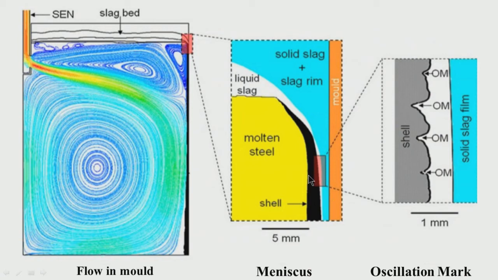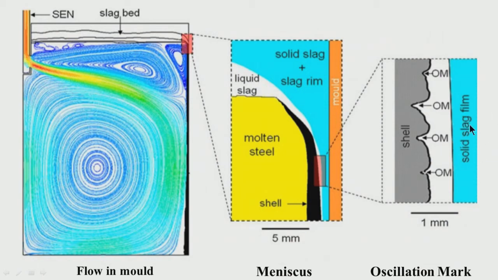That means the liquid shell thickness here, when it is starting to solidify in the mold at the top of the mold, is hardly less than 1 millimeter. It is increasing as you are going down the mold. Maybe here it is 2 millimeter or 3 millimeter. As you are going down, the shell thickness will increase, but at the top of the mold it is hardly 1 or 2 millimeter.